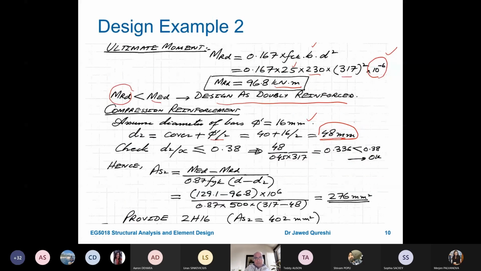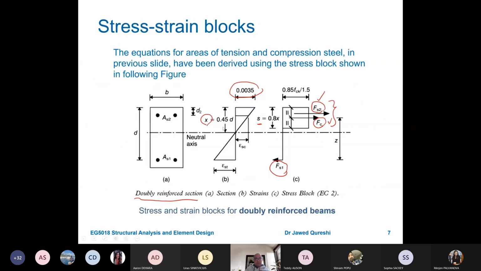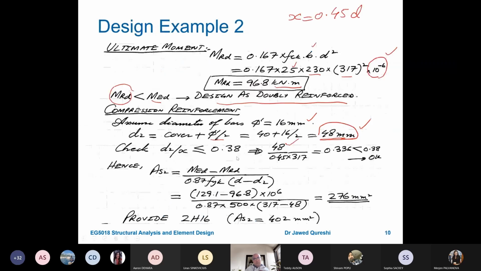In this design recipe, I have worked out this d2. And I have to check d2 over x should be less than 0.38. So d2 is 48 and x is, you know the value of x is 0.45d. From stress diagrams earlier, you can see that the value of x is 0.45d. So you put the value of 0.45d, which comes from this formula. So 0.45 times d is 317. Now 48 over x is less than 0.38, which means that it is fine. If it is not fine, then increase the size of d by increasing the overall depth of the section.